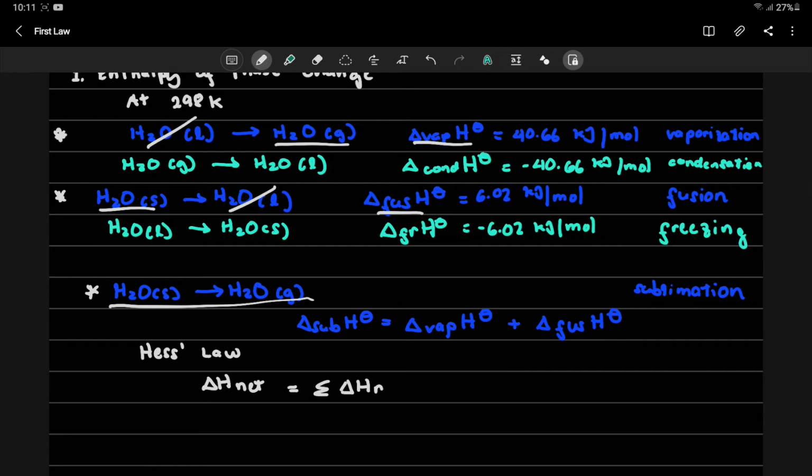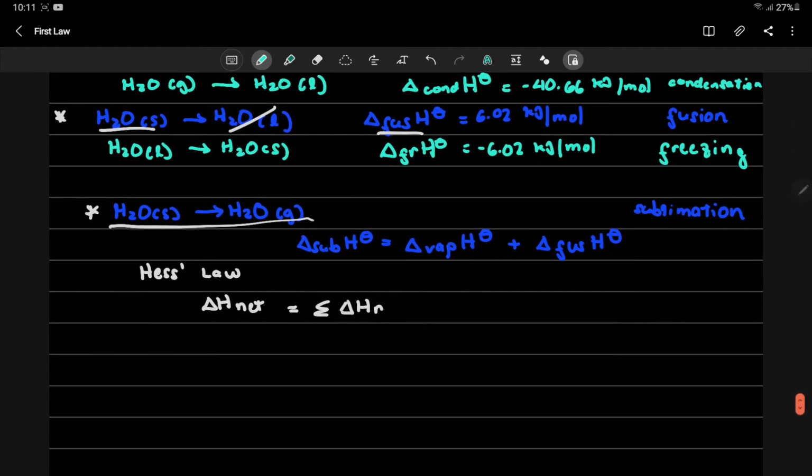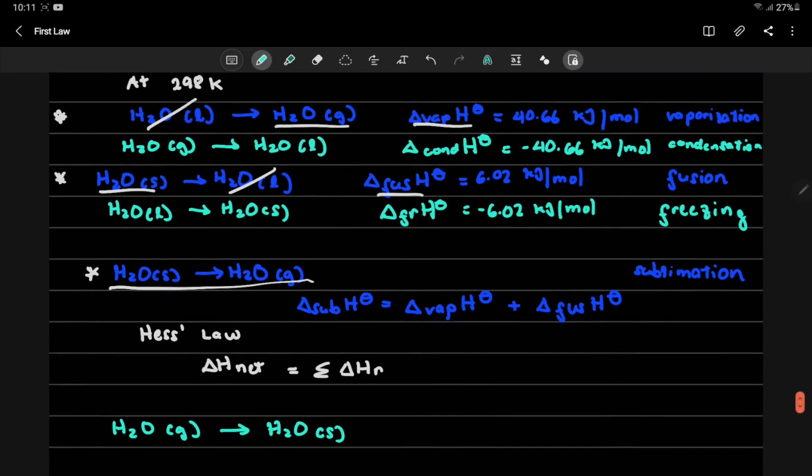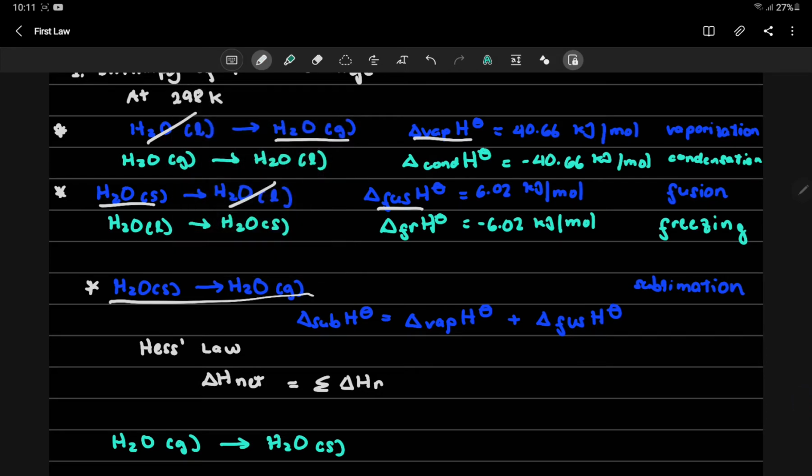So gawin natin din yan doon sa process kung saan meron kang water in its gaseous state or vapor transforming into water na nasa solid state. So ibig sabihin ice. So kung titingnan nyo tong process na ito, it's the sum of these two processes above.